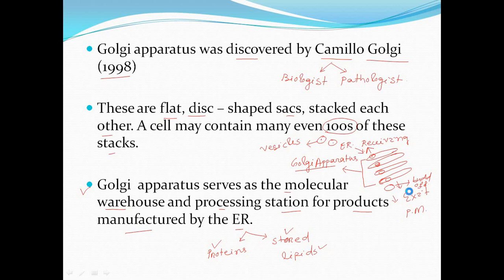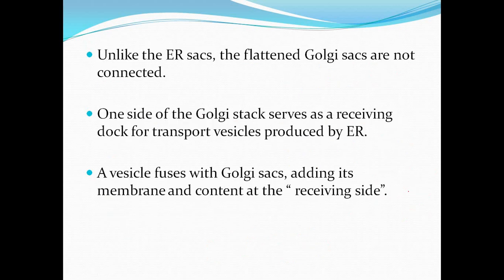Now, let's move to the next slide. Here, unlike endoplasmic reticulum sacs, the flattened Golgi sacs are not connected. I already told that the Golgi apparatus are stacked or piled with each other, not connected. The receiving side is called the cis side, which is towards the endoplasmic reticulum, and the other one is the trans side. The trans side is the exit side, which faces towards the plasma membrane.